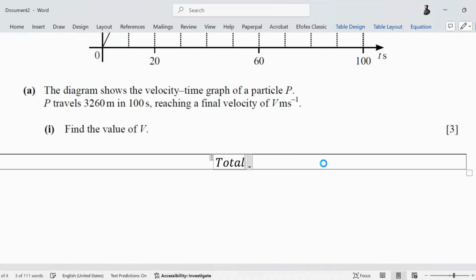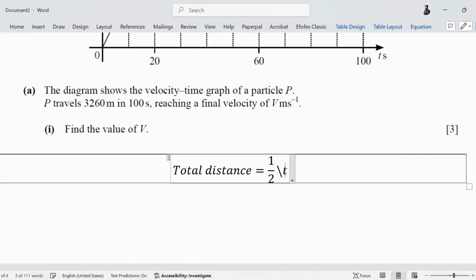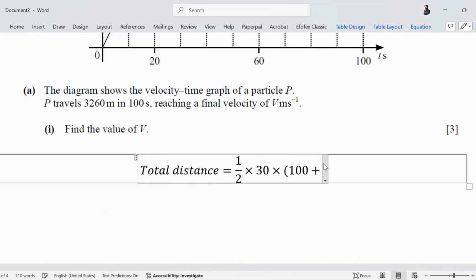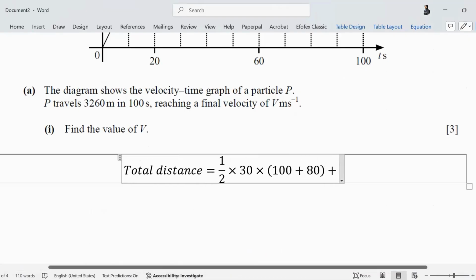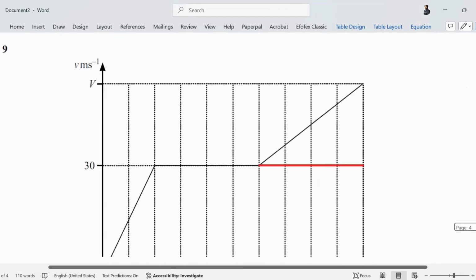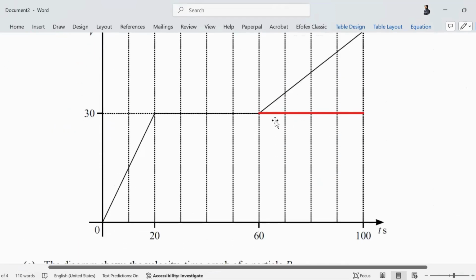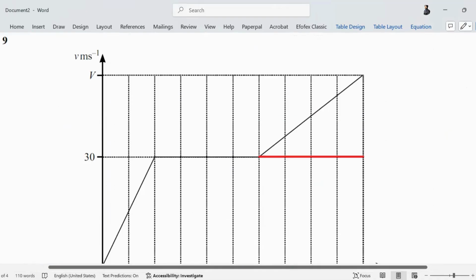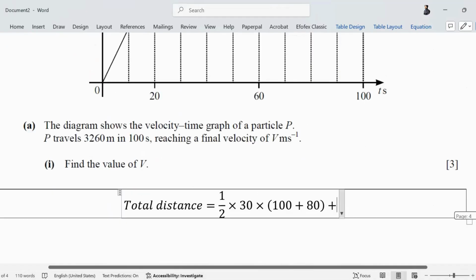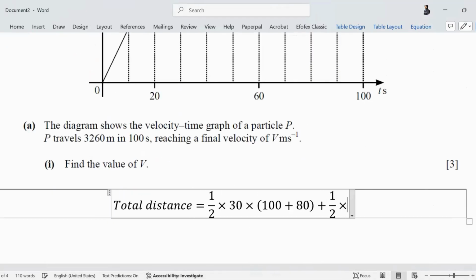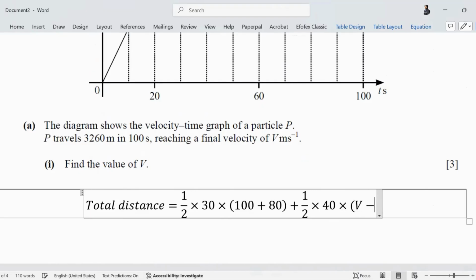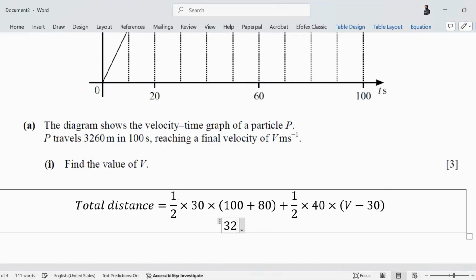So total distance, if I'm calculating, half into height, which is 30, into the sum of parallel sides, which is 100 plus 80. Plus, what about this one? What is the base? What is the height? V minus 30. Height is not V, height is V minus 30. So half into 40 into V minus 30. Total distance is 3260.